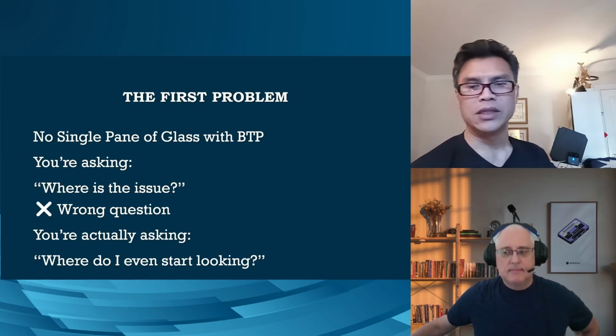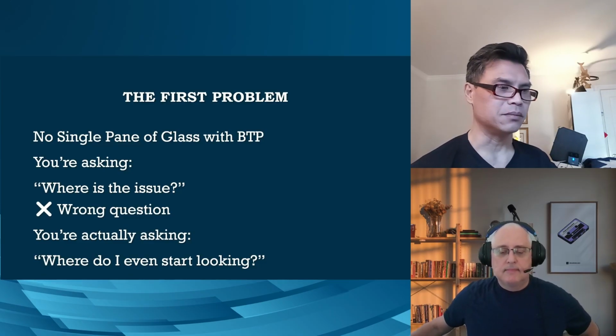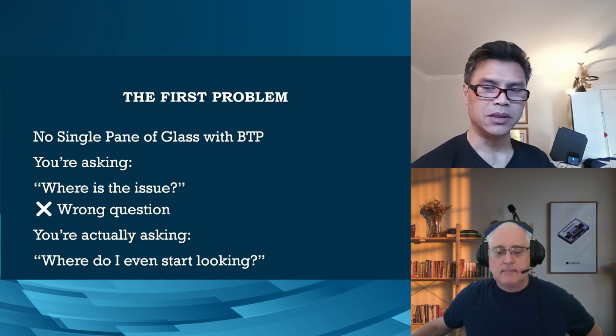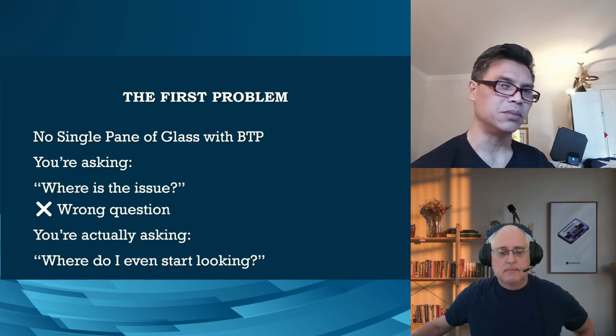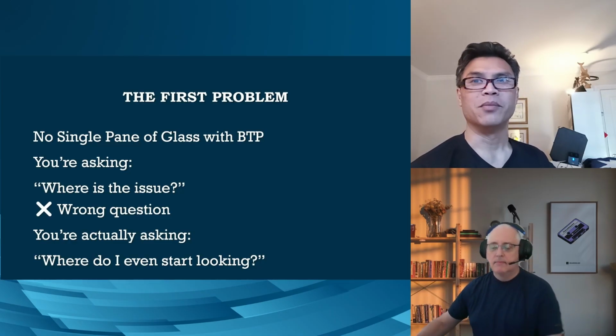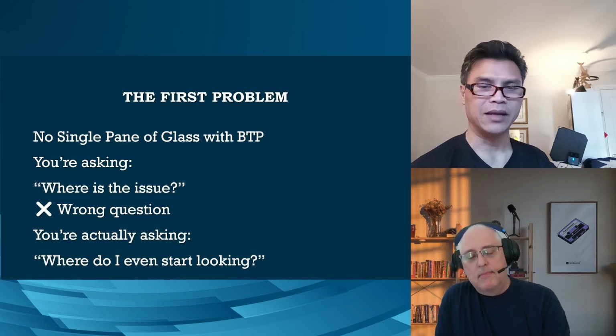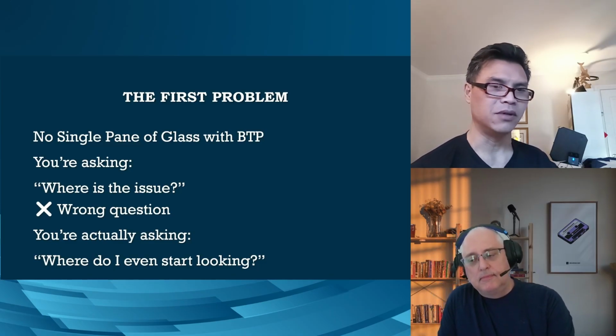So that brings us to the first problem I want to talk about: there is no single pane of glass. Within the SAP ecosystem, they're trying to paint Cloud ALM as that, but really, at the end of the day, you still have to dig into Integration Suite and BTP. So where's the issue? We don't know, right? It's more like, where do I need to start looking? Starting and ending with a root cause could be very different things.